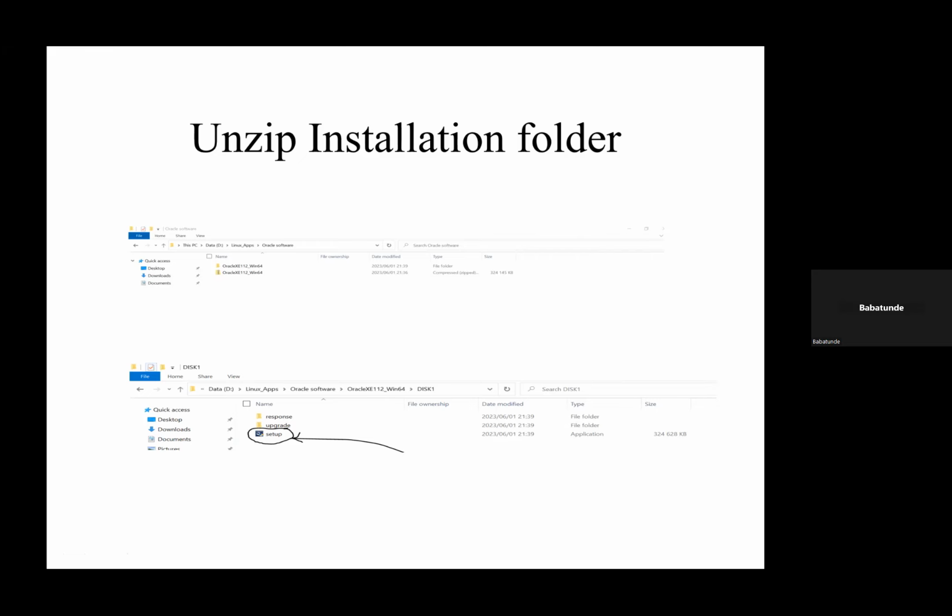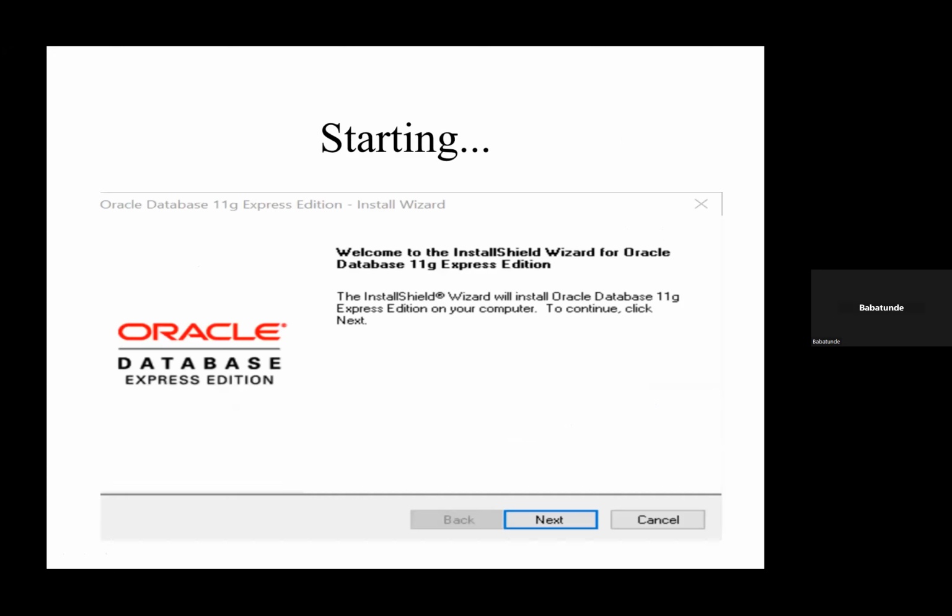If we click on the disk one, this is what you see. So you see the setup. From the setup, you can click on the setup, then the installation begins. So this is the starting. It shows to you this way. Either you download 64 or you download 32, you're going to see this page. You're going to see it in any case, and it will tell you to move further.